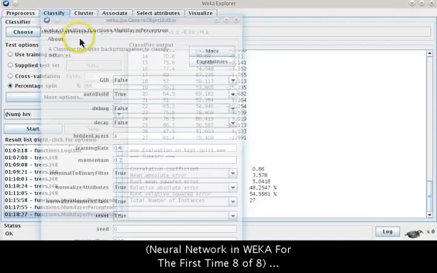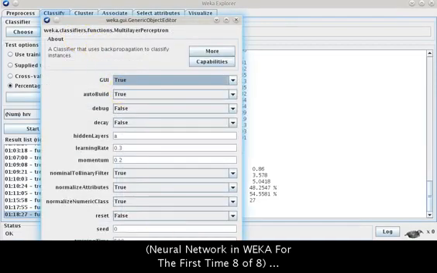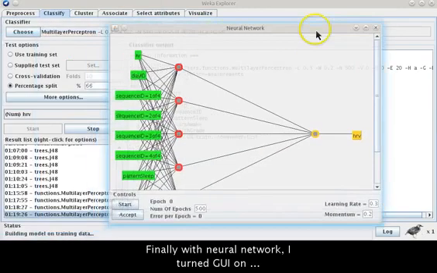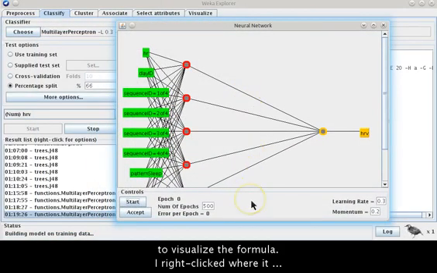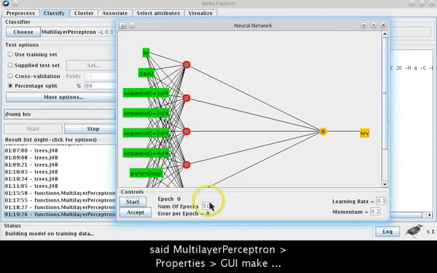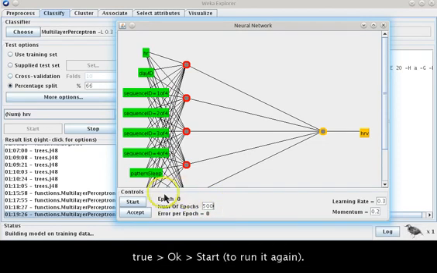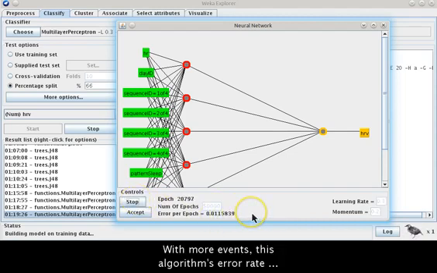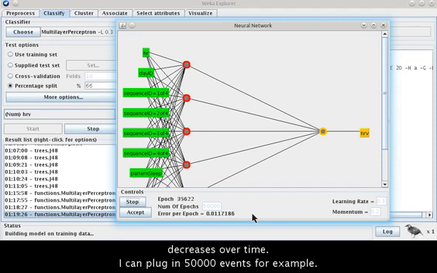Finally, with neural network, to visualize the formula, I turned the GUI on by right-clicking where it said multi-layer perceptron. So properties, GUI, make true, OK. To run it again, I click start. And I thought this visual is pretty self-explanatory, and you could see why they call it neural network. And on the bottom, those are events. With more events, this algorithm's error rate decreases over time. So I can plug in 50,000 events, for example, and it'll get smarter.